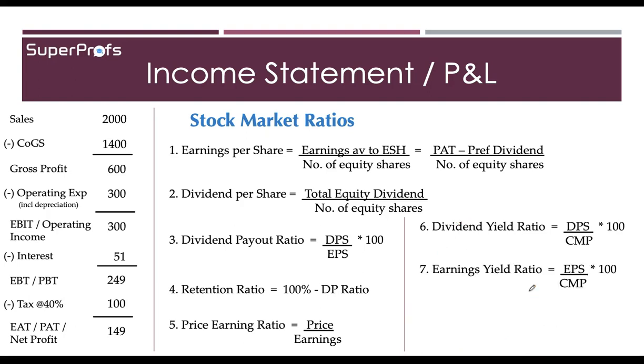Now the next one is earnings yield rate, and here what we have to calculate is the total earning per share, regardless of what amount is going into dividend or what is the retained earnings. Regardless of that, how much will I earn, what is the final payout per share. So this is calculated by dividing the earning per share, that was 14.3, by the current market price. So you get 7.15.